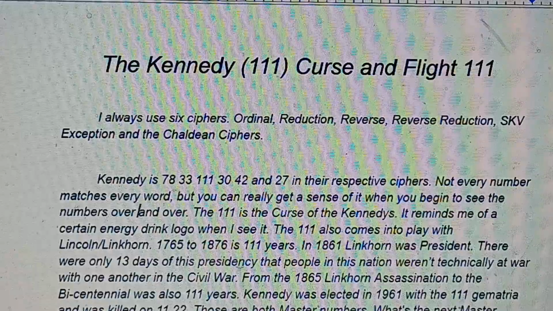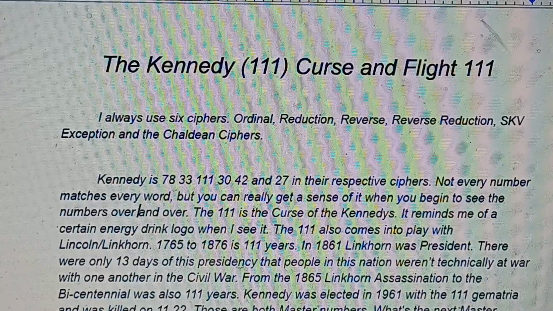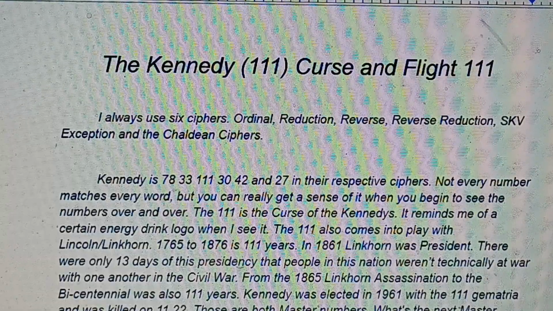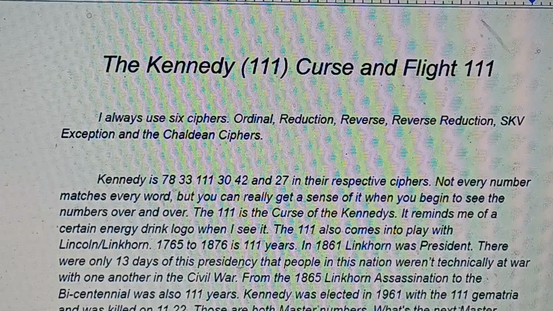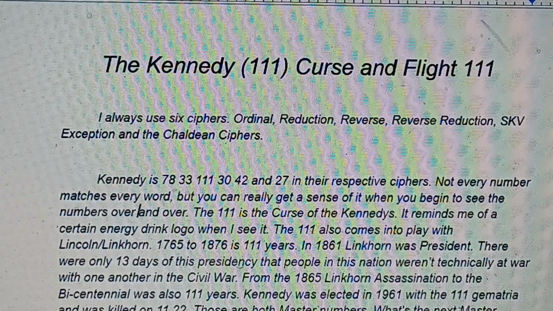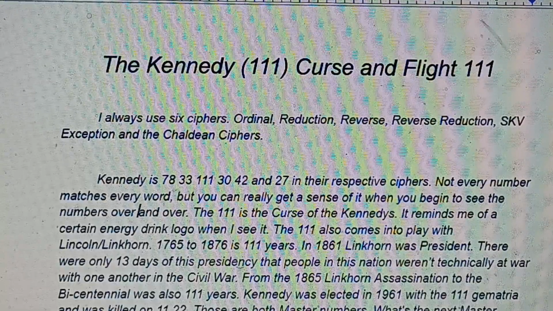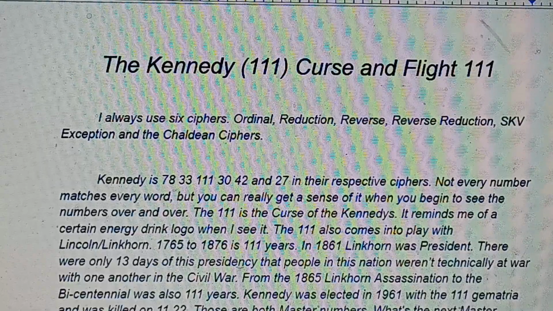So Kennedy was elected in 1961. He has the 111 gematria in his name, and he was killed on 11/22. Now, those are both master numbers. What's the next master number? Well, it's 33. Where is it in this ritual? It's in the gematria of Kennedy's name, 33 in the reverse cipher.